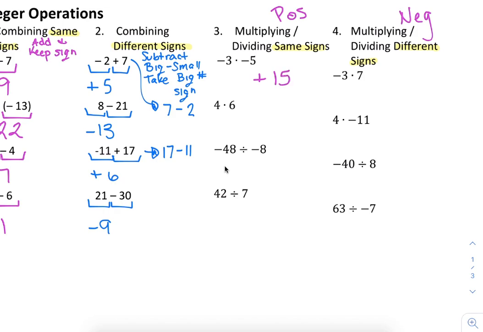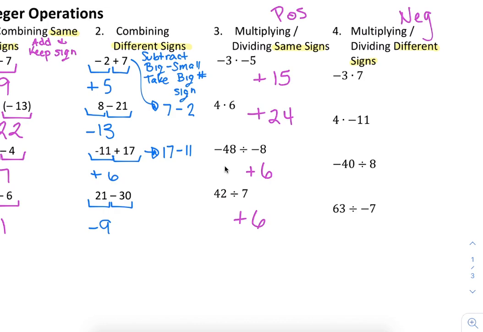4 times 6 are both positive, so my answer is positive. 4 times 6 is 24. -48 and -8 are both negative, so my answer is positive. They're the same. 48 divided by 8 gives me 6. 42 divided by 7, they're both positive, so my answer is positive. 42 divided by 7 is also 6. All of those answers are positive because all of the signs are the same.